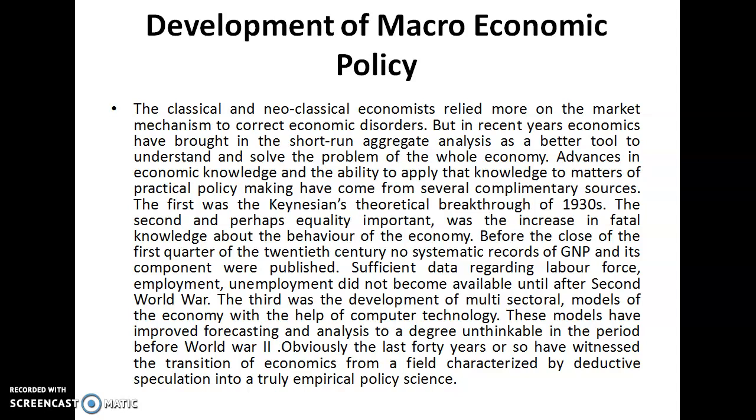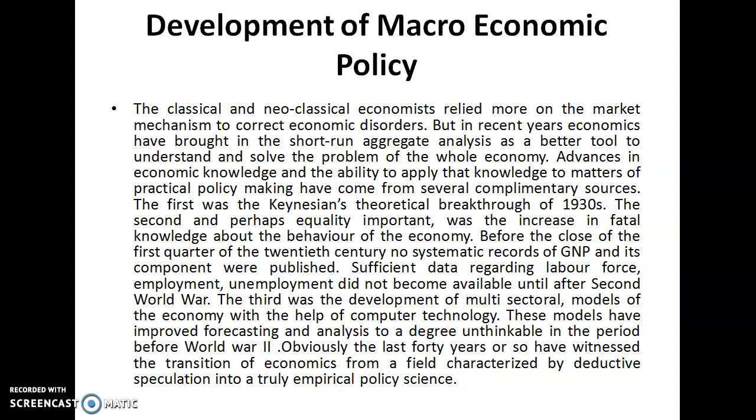Advances in economic knowledge and the ability to apply that knowledge to matters of practical policy making have come from several complementary sources. The first was the Keynesian theoretical breakthrough in the 1930s. The second, and perhaps equally important, was the increase in factual knowledge about the behavior of the economy. Before the close of the first quarter of the 20th century, no systematic records of GNP and its components were published. Sufficient data regarding labor force, employment and unemployment did not become available until after the Second World War.